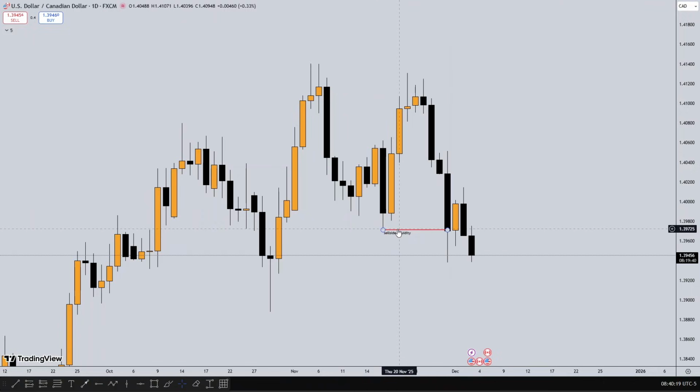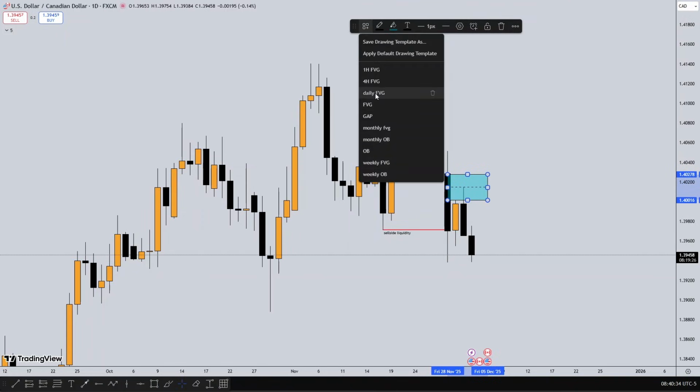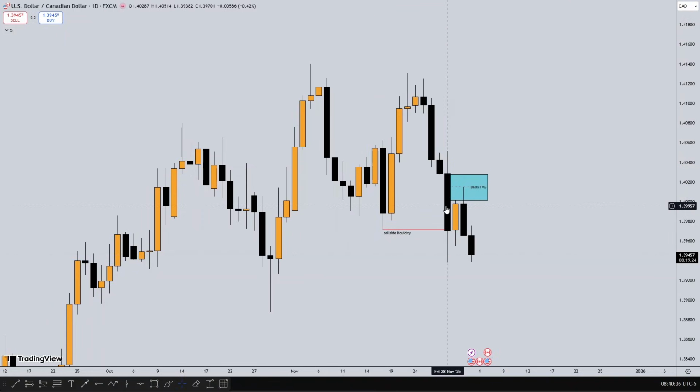So let me mark out the sell side liquidity. On Monday, price closed and there's a fair value gap above Monday's high. You mark out that fair value gap, which is a daily fair value gap. Price took out sell side liquidity. If price was to trade lower, here's the sell side liquidity.